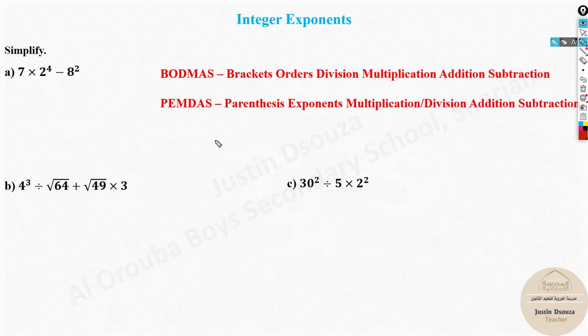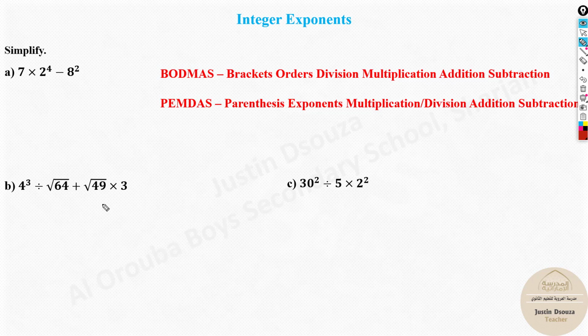Now, if at all you had 7 multiplied by 2 to the power 4 minus 8 squared, the only thing that means over here is you need to do whatever is inside the brackets first and then start with the other things. That's the only thing over here. So parentheses is brackets, exponents is power, multiplication, division, addition, subtraction. That's the same thing.